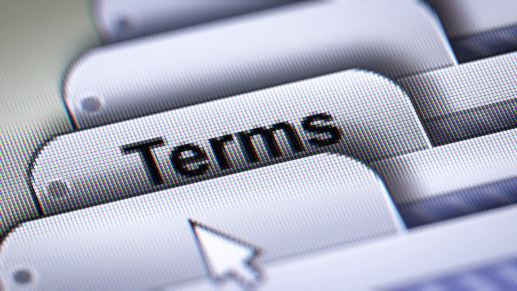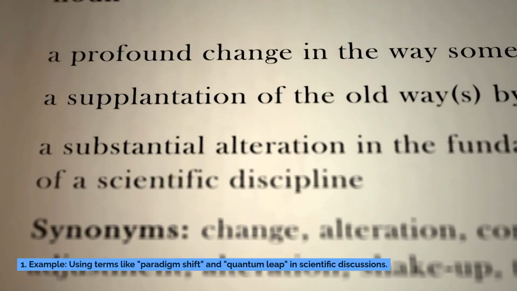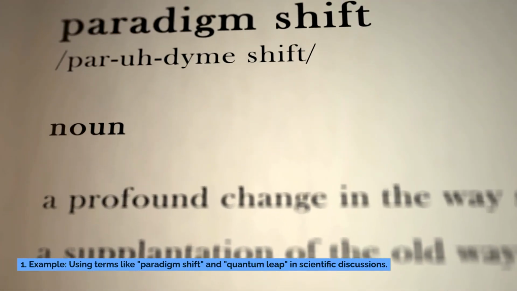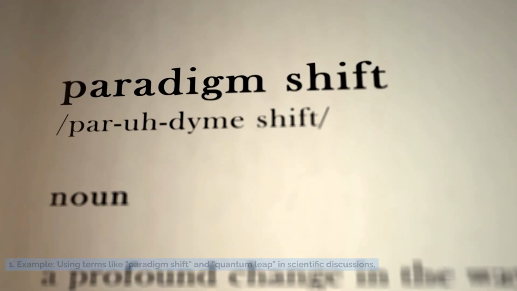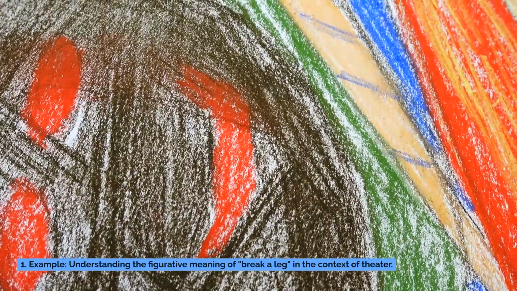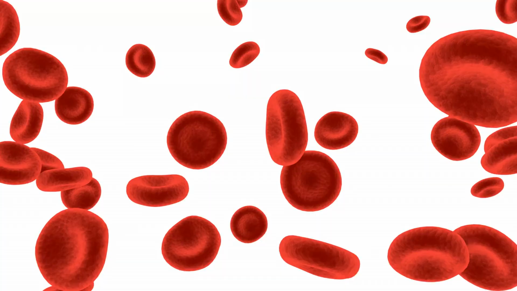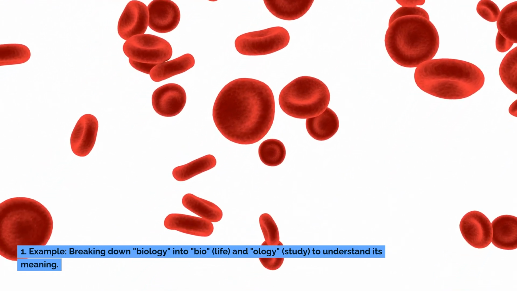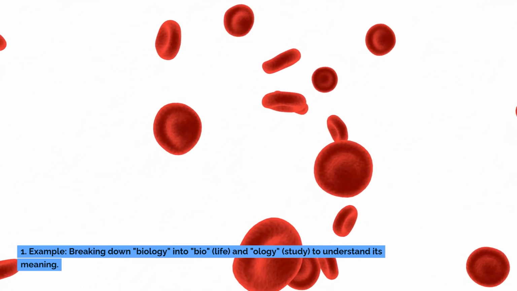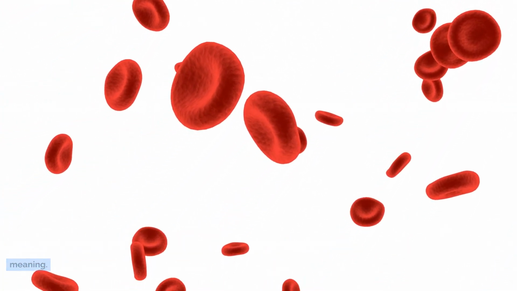Vocabulary expansion. Academic vocabulary. 1. Example, using terms like paradigm shift and quantum leap in scientific discussions. Figurative language and advanced idioms. 1. Example, understanding the figurative meaning of break a leg in the context of theater. Prefixes, suffixes, and word roots. 1. Example, breaking down biology into bio, life, and ology, study, to understand its meaning.